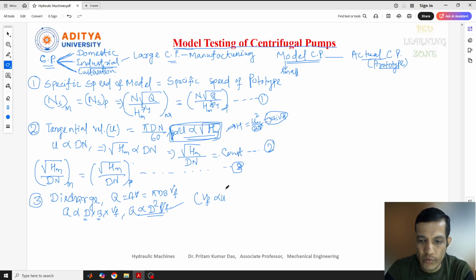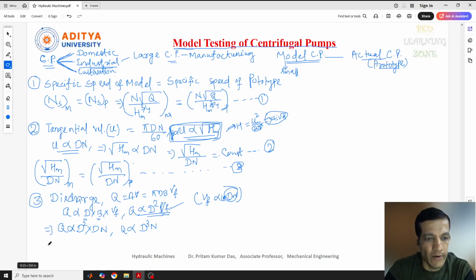Now E is proportional to... because we have seen U is directly proportional to dn, so I can write VF directly proportional to U directly proportional to dn. So in place of VF I'll write dn. So what we can write, Q is directly proportional to d square into, in place of VF I can write dn. So finally, Q is proportional to d cubed n.